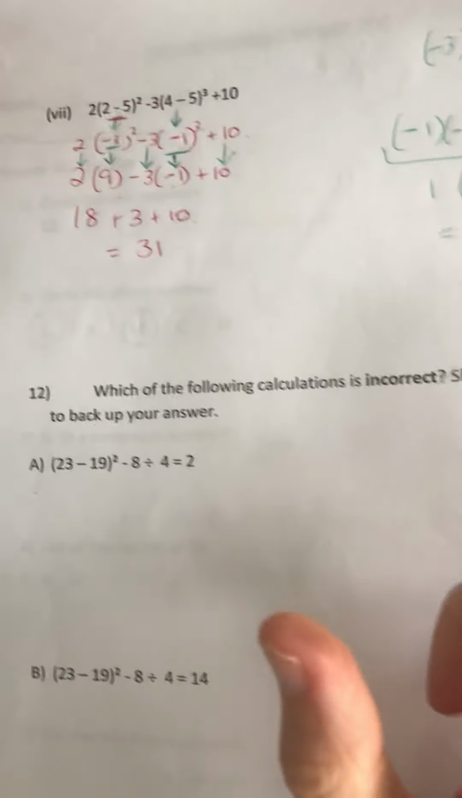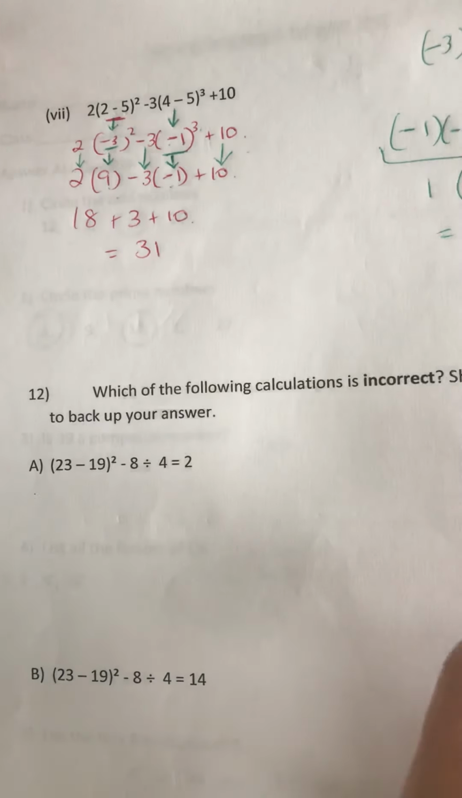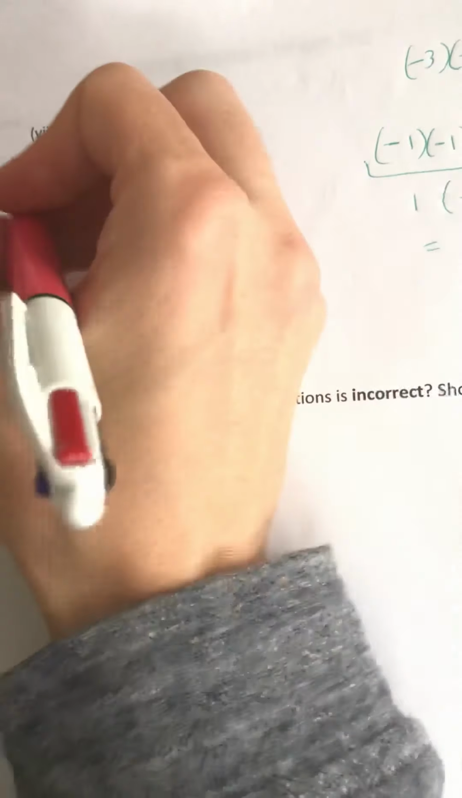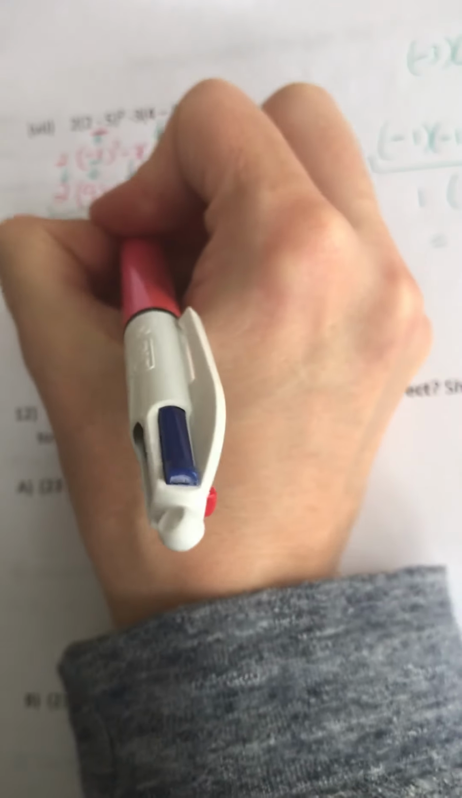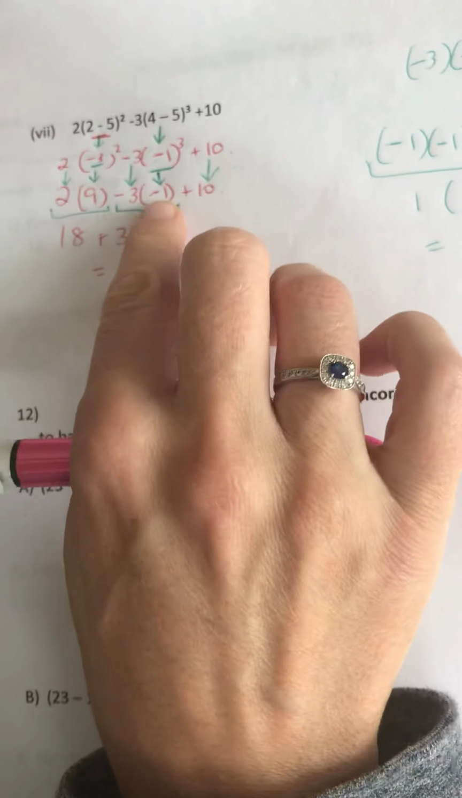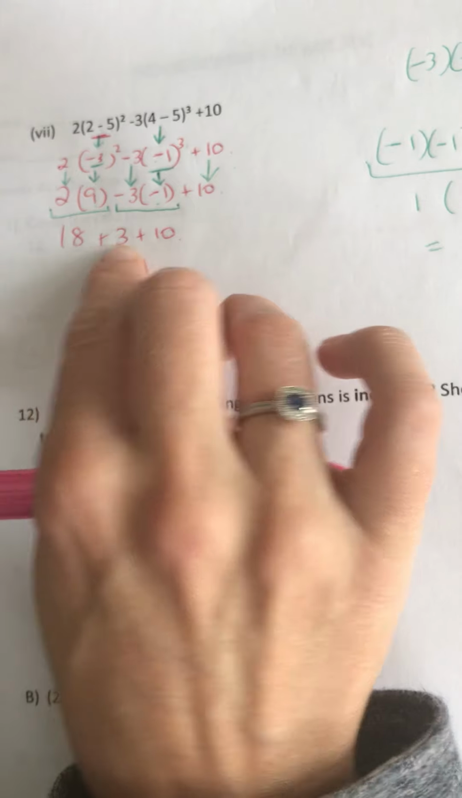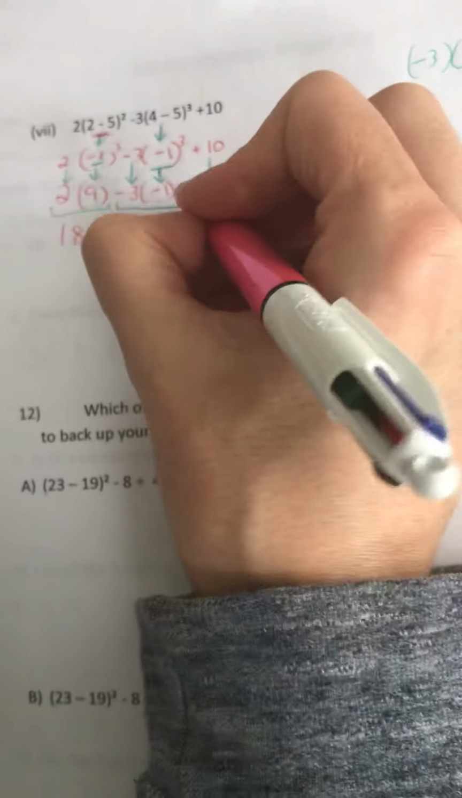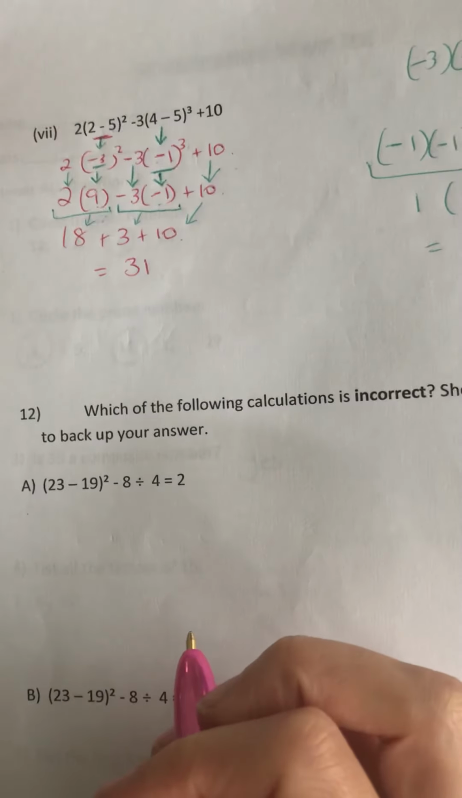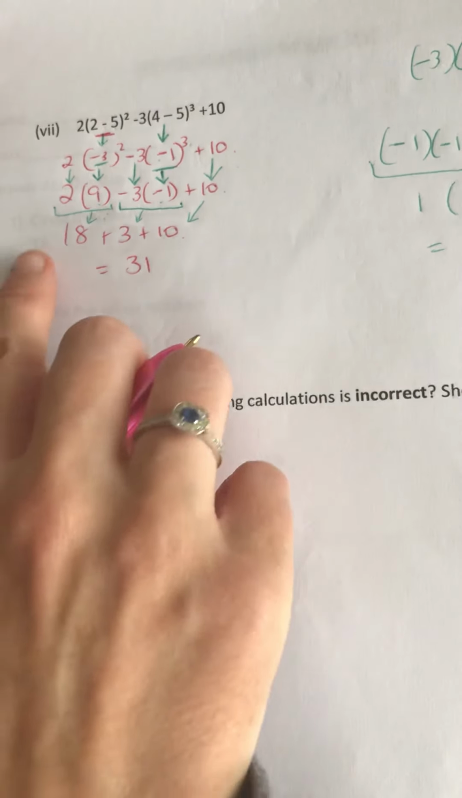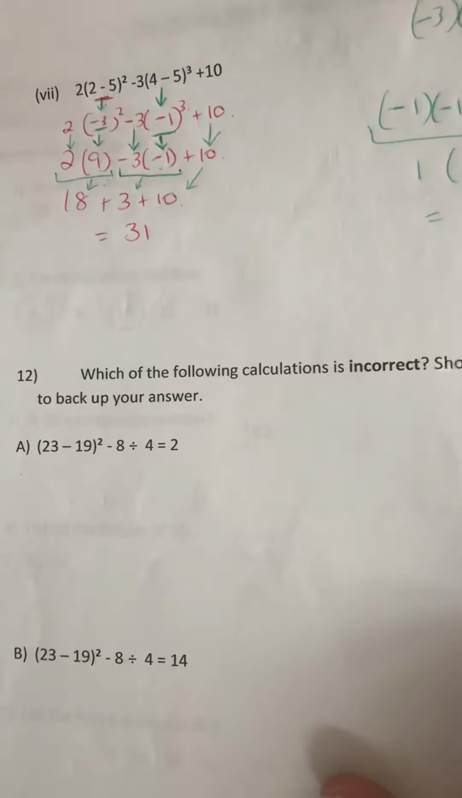We have everything in our brackets done. We had our indices done. Now we do our multiplication. 2 9s are 18. And a minus 3 times a minus 1 gives me a plus 3, and then take down the rest of your sum. Any addition or subtraction left? Yes. I add all that up and I end up with 31.